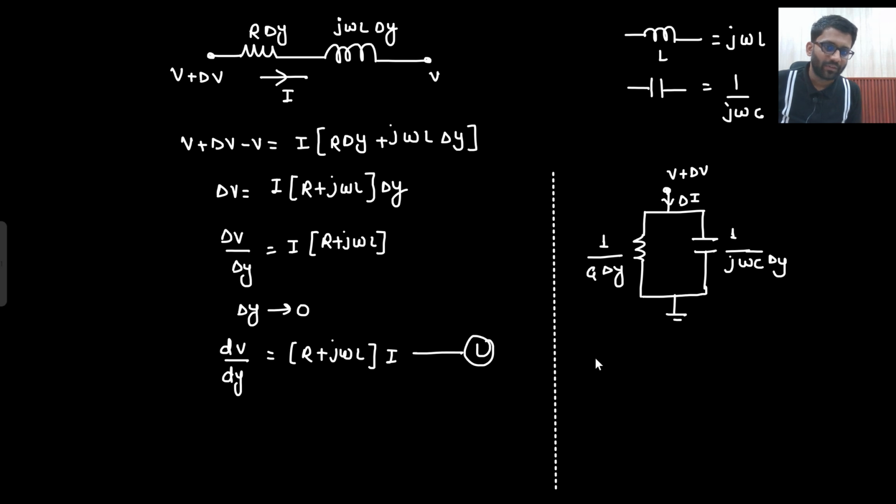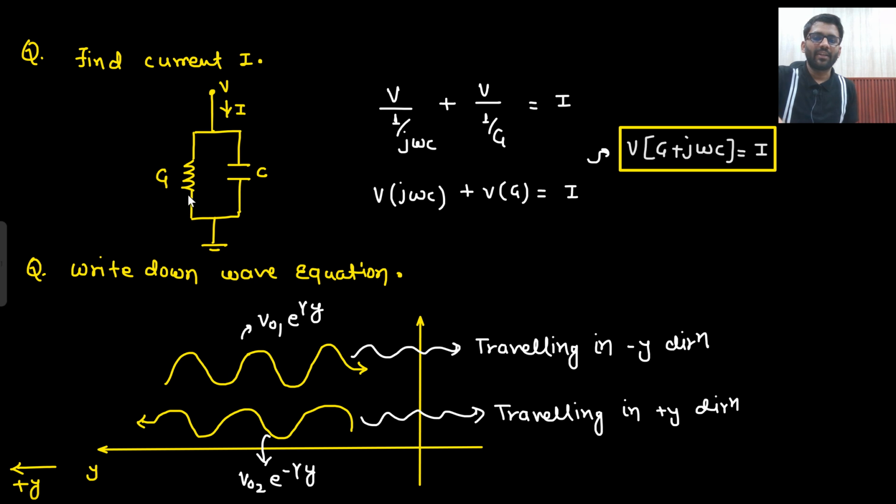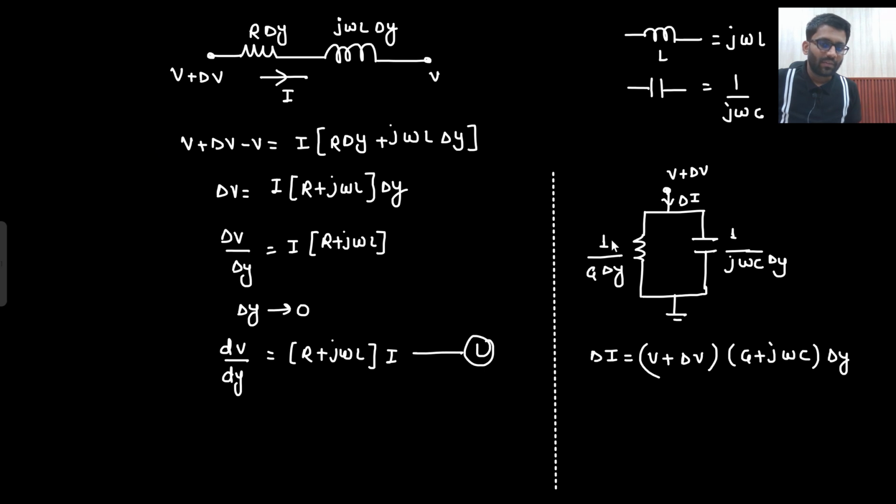So my delta I would be equal to whatever the potential is there, V plus delta V, into (G plus j omega C) into delta Y, which will also come outward. Basically, there the impedance provided was 1 by j omega C and 1 by G. Here the impedance is 1 by G delta Y and 1 by j omega C delta Y. That's the only difference. Okay, it is fine to you, right? Delta I I need to write as V plus delta V divided by the total impedance, that is (G plus j omega C) delta Y. This is what I have written, nothing else.